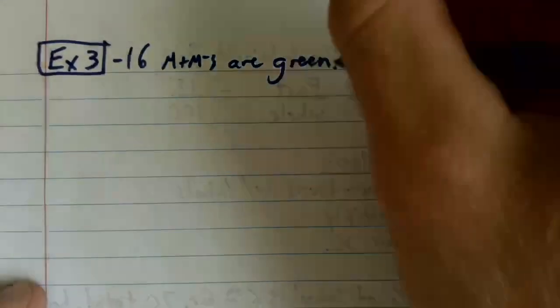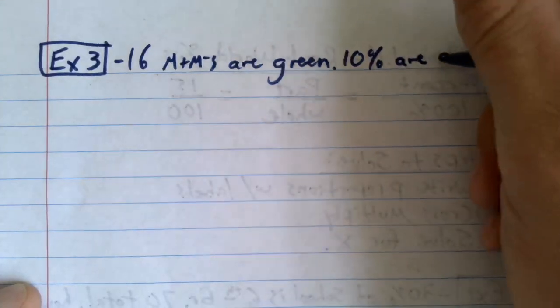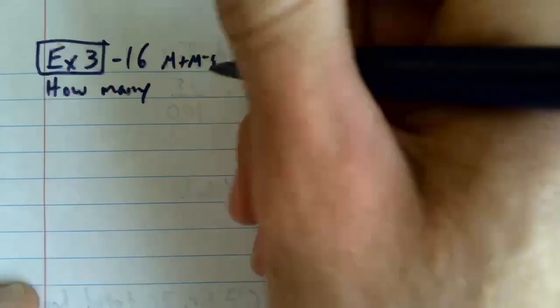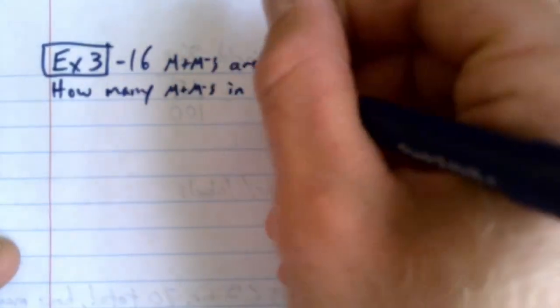Okay? 16 M&Ms are green. And then it says 10% are green. How many M&Ms are there in total?